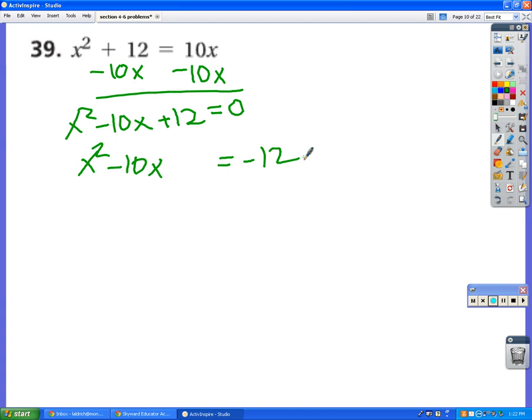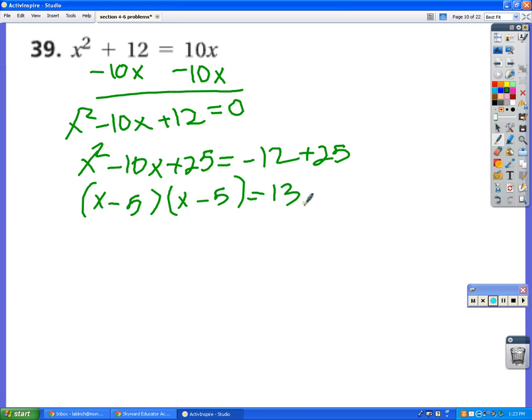So half of 10 is 5, and 5 squared is 25. So since I add 25 to the left, what do I have to do to the right? I also add 25 over there to keep both sides equal. What does x squared minus 10x plus 25 factor into? X minus 5 times x minus 5. And I believe I told you this yesterday: this number right here will always be half of that number there. Okay, here's my whole point. We just combine our like terms here. You subtract it? Yeah, negative 12 and 25.